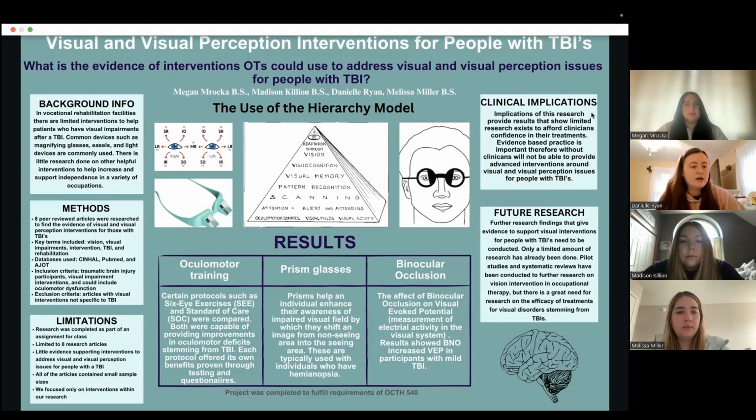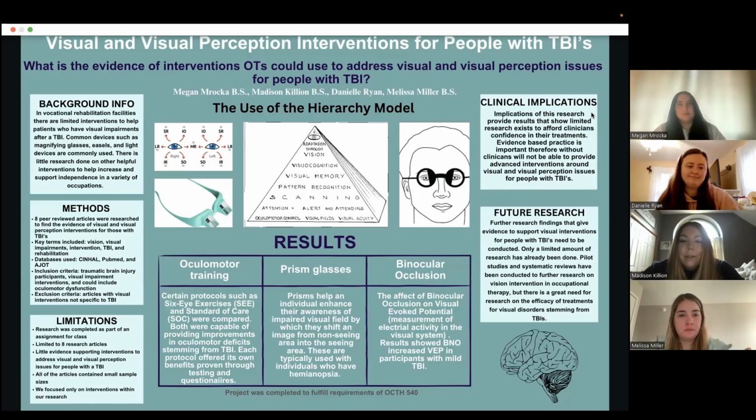And then we also had some limitations. So our research was completed as part of an assignment for class. We were limited to 8 research articles. There was little evidence supporting interventions to address visual and visual perception issues for those with the TBI. All of the articles contained small sample sizes, and we focused only on interventions within our research.